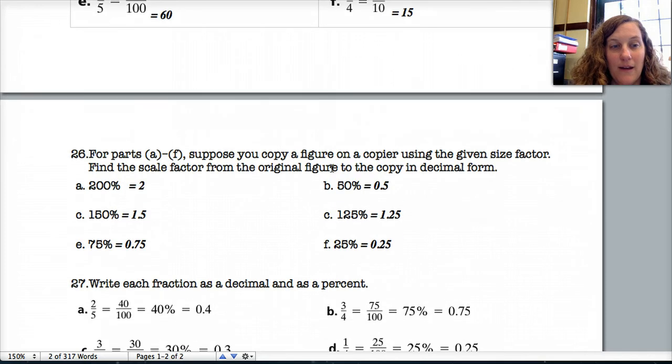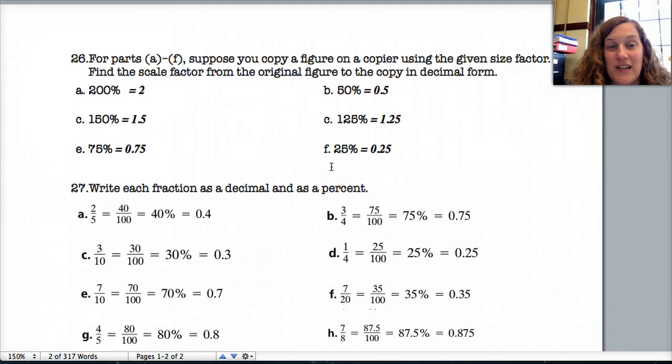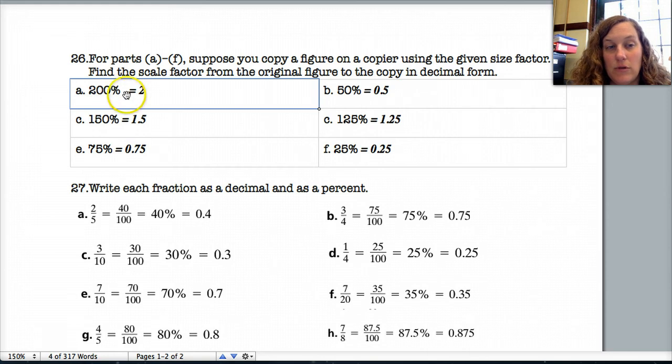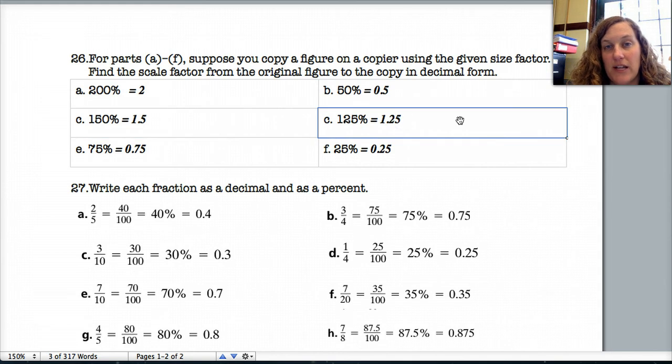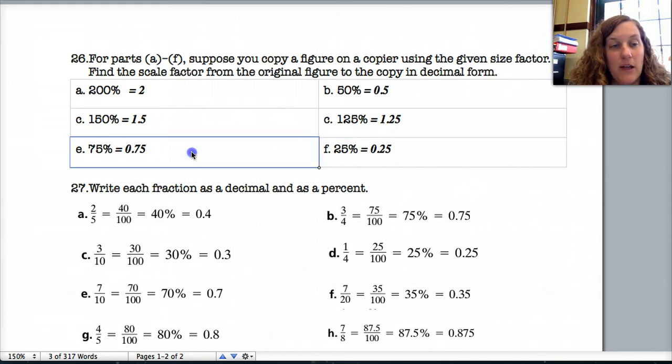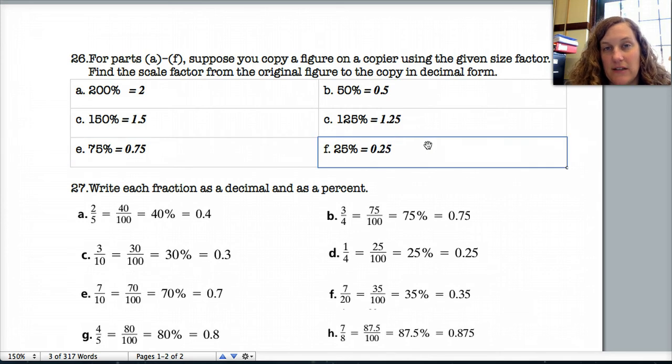Okay? This is making sure that you understand copy size factor in whole numbers, decimal numbers. So how does a copy size factor relate to a whole number? 200% is 2. 50% is 1/2 or 0.5, 150% is 1.5, 125% is 1 and 25 hundredths, 75% is 75 hundredths, and 25% is 25 hundredths.